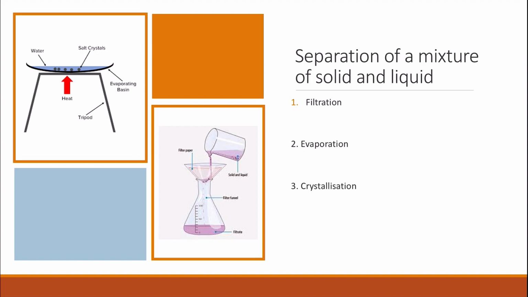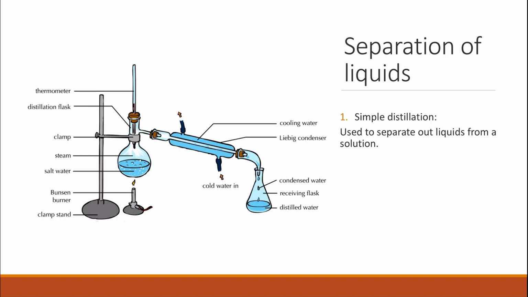And then we have the third method, crystallization. Again, if the solid is soluble in the liquid, then you can use a concentrated solution of that solid in the liquid, and then you evaporate part of the solvent using high temperature, and then when you cool it down, the solid will start to crystallize out and precipitate, and then you can collect it by filtration.